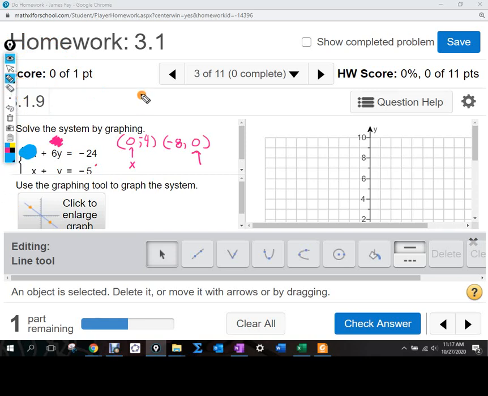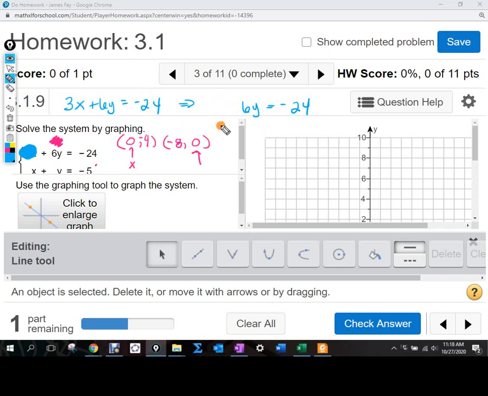So we started with 3x plus 6y equals negative 24. We plugged the 0 in, so that turned into 3 times 0 plus 6y equals negative 24. But 3 times 0 is just 0, right? So that 3 times 0 is just 0, so 0 plus 6y is just 6y.